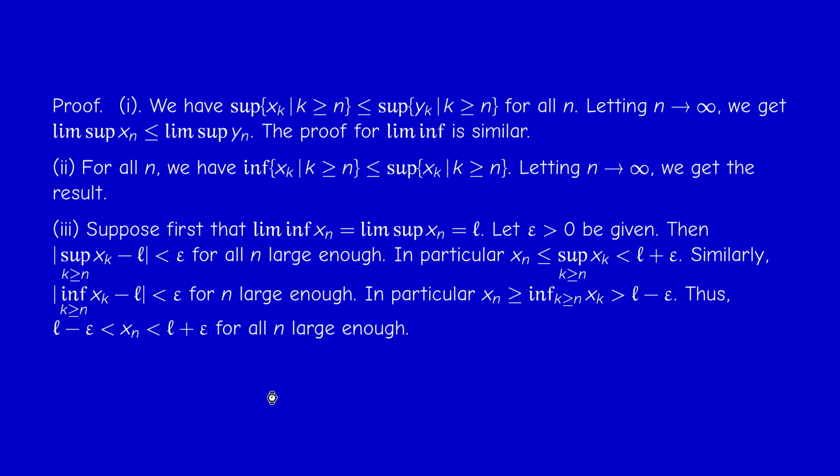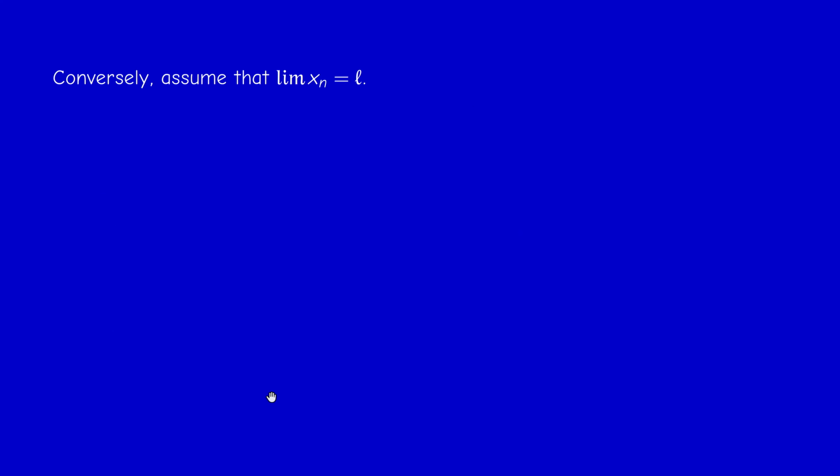Now the converse. Suppose that xn is convergent to L. We want to prove that limsup equals liminf equals L. One way of doing this is to prove that the limsup minus L is less than epsilon for every epsilon, because now the limit is a constant and the limsup is another constant. To prove that A is 0, we prove that the absolute value of A is less or equal than epsilon for every epsilon. We'll get back to this.